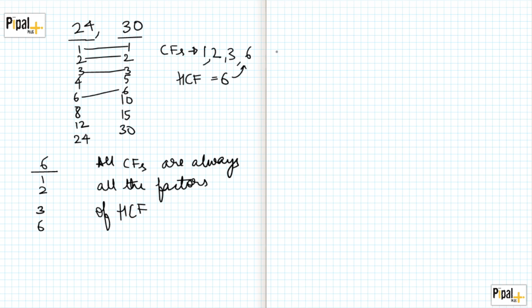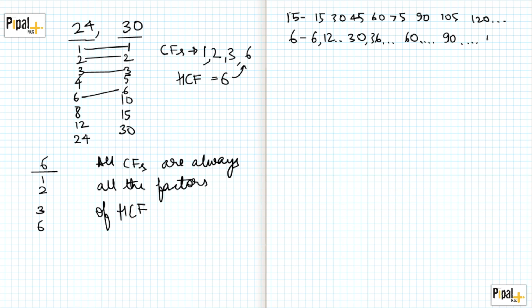Now let's look at this from the multiples point of view. In the previous example, I'll just use the previous example. So we had 15 and 6 and the multiples of 15 were 15, 30, 45, 60, 75, 90, 105, 120 and so on. The multiples of 6 were 6, 12 and then there was 30, 36 and then there was 60 and then there is 90 and then there is 120.